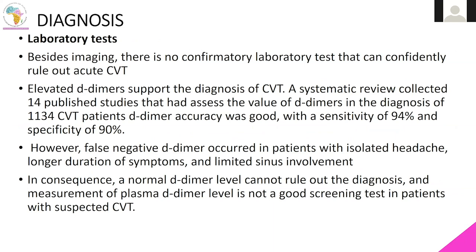A systematic review collected 14 published studies that assessed the value of D-dimers in the diagnosis of 1,134 CVT patients. D-dimer accuracy was good, with a sensitivity of 94% and specificity of 90%. However, false negative D-dimer occurred in patients with isolated headache, longer duration of symptoms, and limited sinus involvement. In contrast, a normal D-dimer level cannot rule out the diagnosis, and measurement of plasma D-dimer level is not a good screening test in patients with suspected CVT.